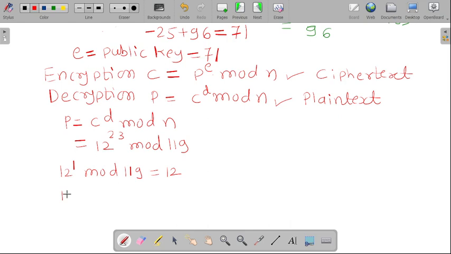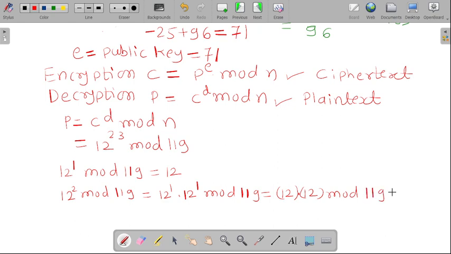Next, we have to find out 12 raised to 2 mod 119. So 12 raised to 2 is nothing but 12 raised to 1 into 12 raised to 1 mod 119. And we get the value 12 into 12 mod 119, which is equal to 25, or either we can write it as minus 94, because 25 minus 119 is nothing but minus 94. So we can also write it as minus 94.